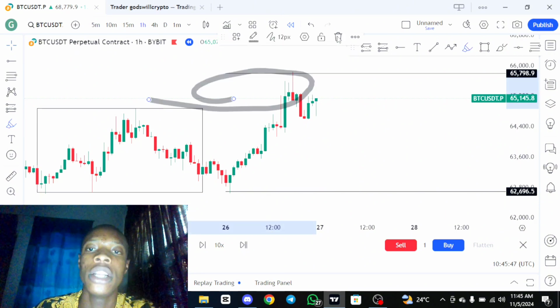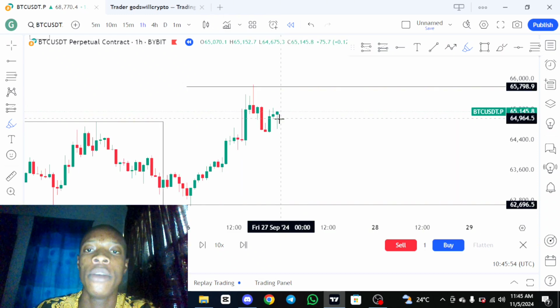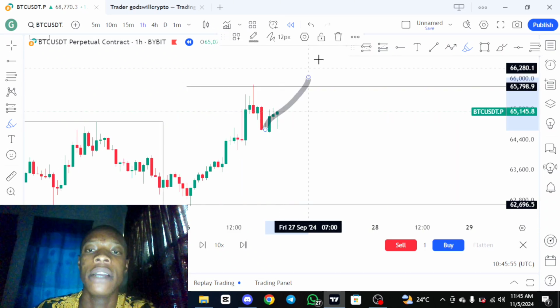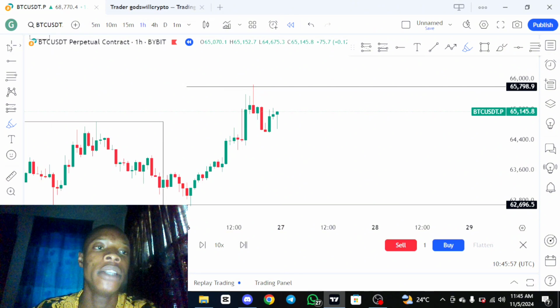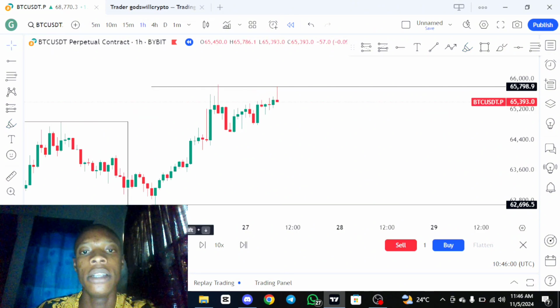And mainly what I wait for is a break above the previous day high. This is the previous day high. Now I'm waiting for a break above this high, right? That's simply what I'm waiting for. And let's see what the price did. Let's see if a break happened now.